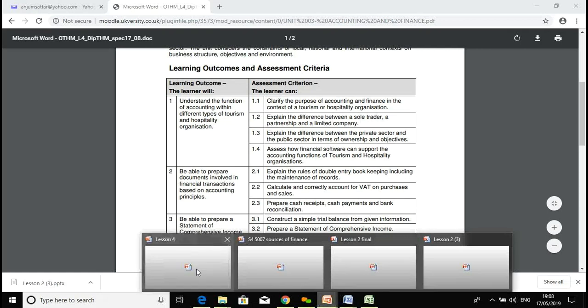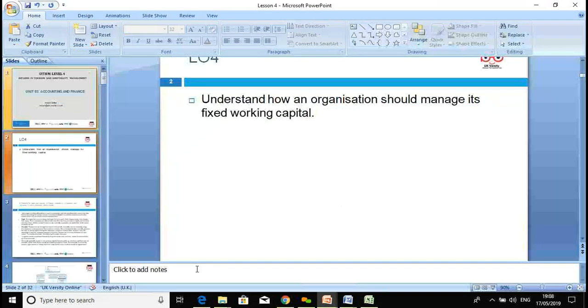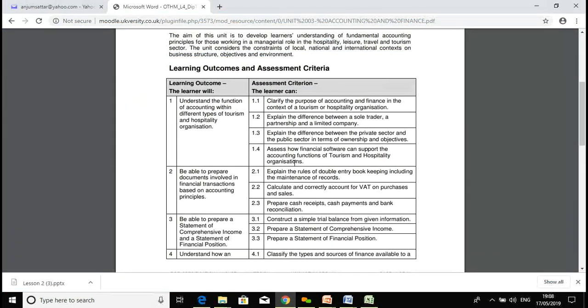Okay, welcome. We'll start our lesson. Today we'll go through LO4: understand how an organization manages its fixed and working capital. First, let me recap the lesson a bit.